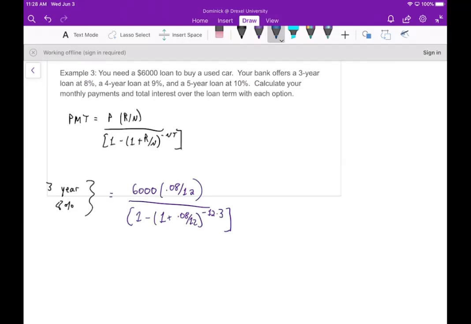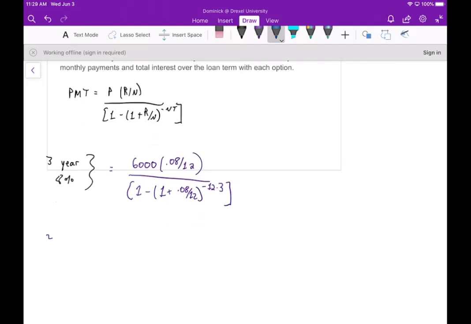Right? Now for the 4-year, the only two things that are going to change are going to be our interest rate. So this is now 0.09 over 12. This is 1 minus 1 plus 0.09 over 12. And this is to the minus 12 times 4 now.